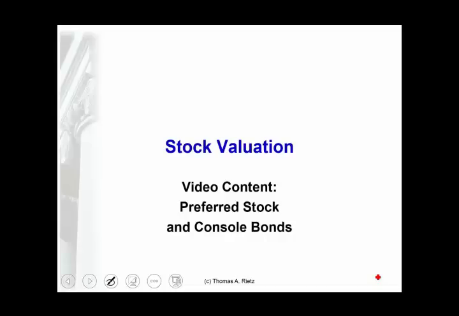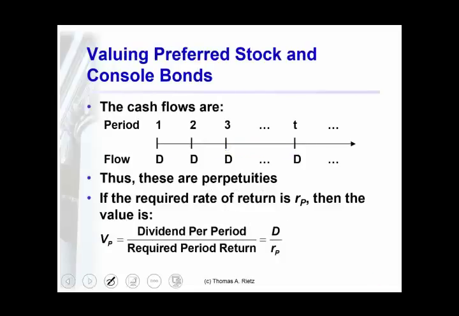In this video, we'll talk about valuing preferred stock or console bonds. Preferred stock and console bonds are equity and debt contracts that pay an infinite stream of constant cash flows. Preferred stock pays an infinite stream of dividends, usually quarterly. Console bonds pay an infinite stream of interest payments with no principal payments, usually every 6 months.